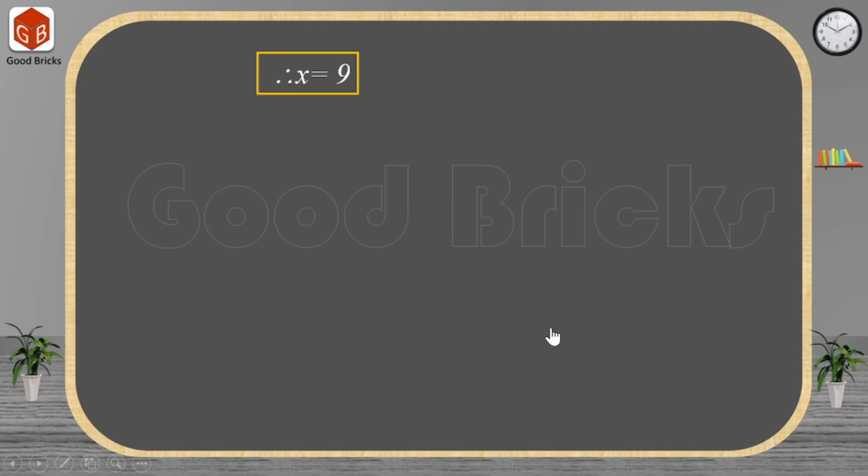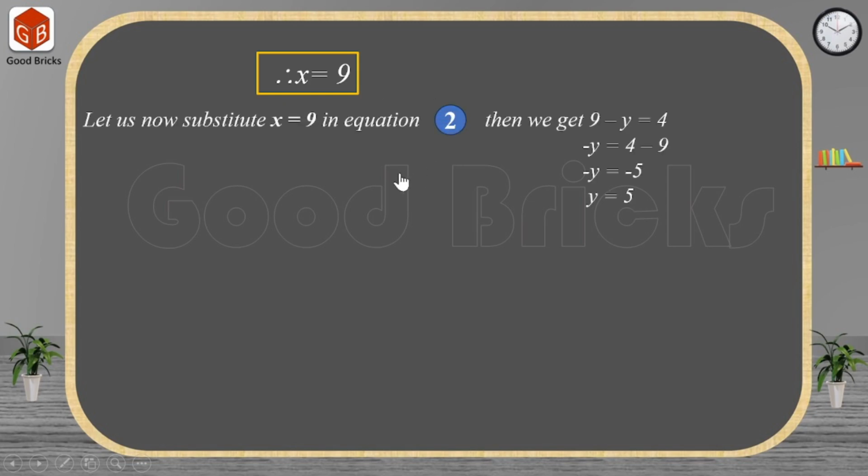Okay, till now we have found x is equal to 9. Now if you substitute this x is equal to 9 in equation 2, then we will get 9 minus y is equal to 4. So what is this 9? In equation 2, in place of x we have substituted 9. Right, now minus y is equal to 4 minus 9. Why? Because we have transposed this 9 towards the right side. So after simplification, 4 minus 9 gives minus y, and y is equal to 5.